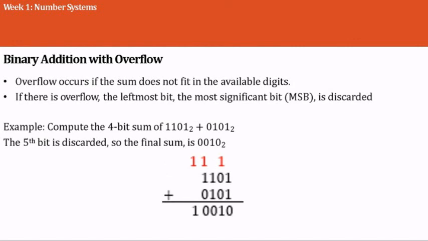So let's look at that problem. Okay, so let's say we have here 1 plus 1, that is 0, carry 1. 1 plus 0 is 1. 1 plus 1 is 0, carry 1. And 1 plus 1 plus 0 is 0, carry 1. And we have an overflow. So again, an overflow is discarded. So our final answer is 0010.